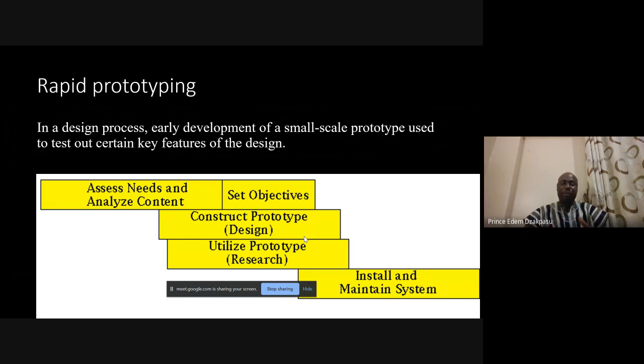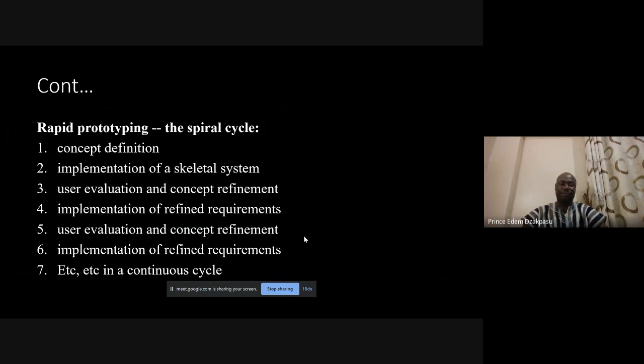So in rapid prototyping, we have a design process that we follow. We have the early development of a small-scale prototype used to test out certain key features of a design. You need to have an assessment of the needs. You need to set your objectives. You need to construct the prototype, the design. Then you use the prototype to determine whether it will do what it has been designed to do. And then finally, you install it for mass usage.